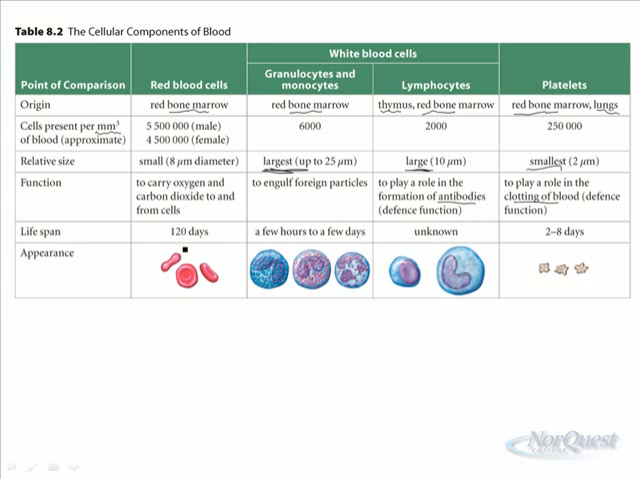They live different lengths as well. Red blood cells live about 120 days before they're replaced. Granulocytes and monocytes, a few hours to a few days, depending on when they get used. Lymphocytes, it's not really known. The memory cells, and we'll talk about those soon, can stick around for quite a while, so it's not really known how long these live for, because our immunities can be carried throughout our life. Platelets last about 2 to 8 days.